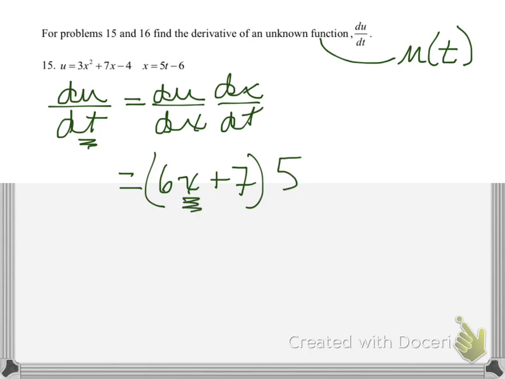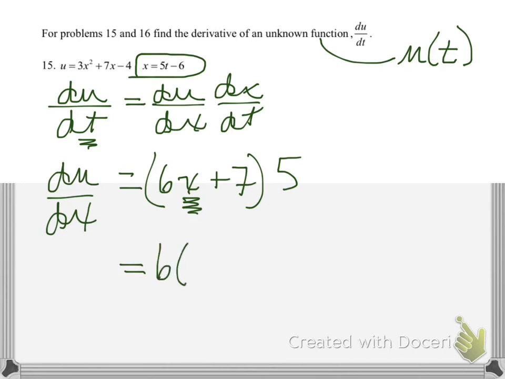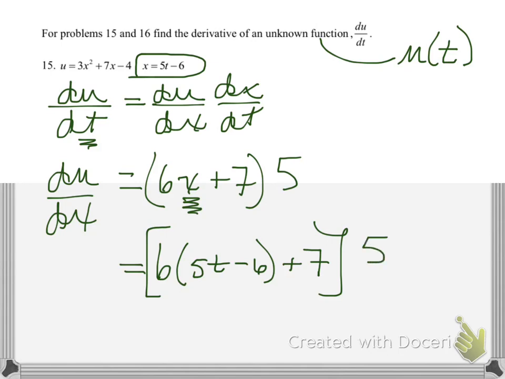So this x right here I can't have in my final answer because I'm looking for du dt. So wherever I have an x, I'm going to replace it with the expression I have for x in terms of t. So 6 times 5t minus 6 plus 7, and all of this is being multiplied by 5. So let's see what we have. I have 30t minus 36 plus 7 all times 5.